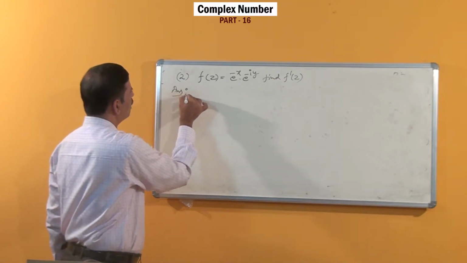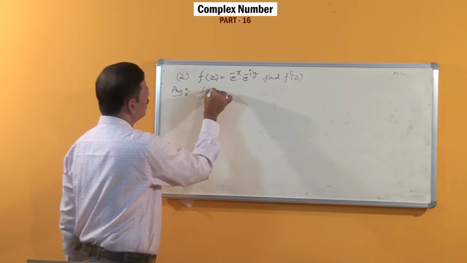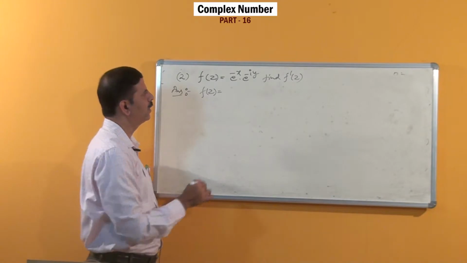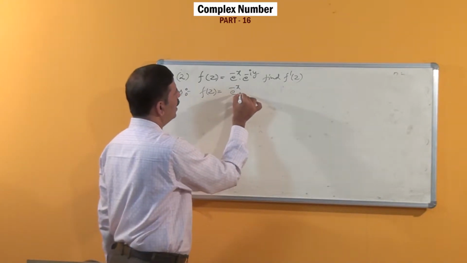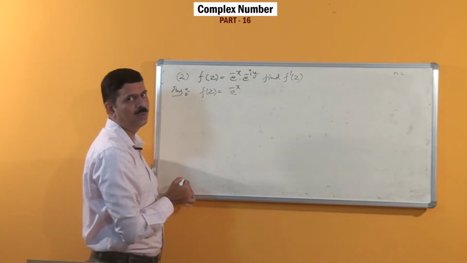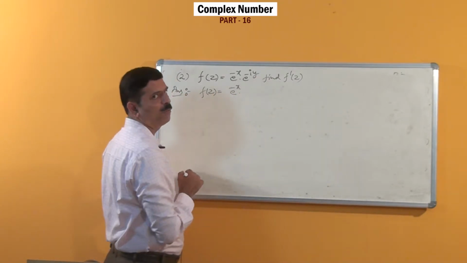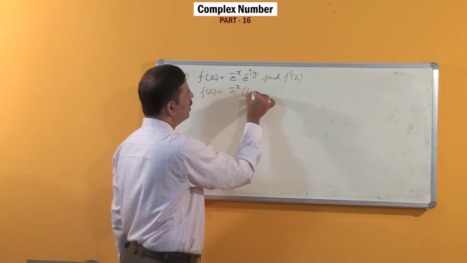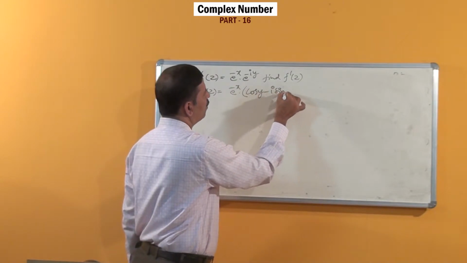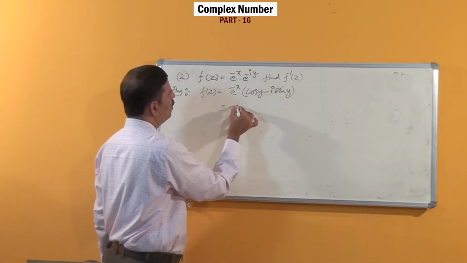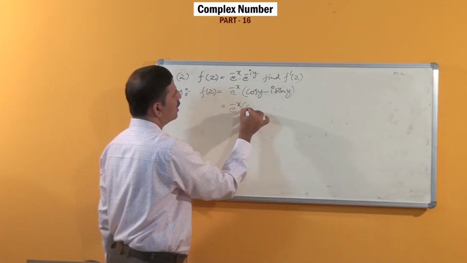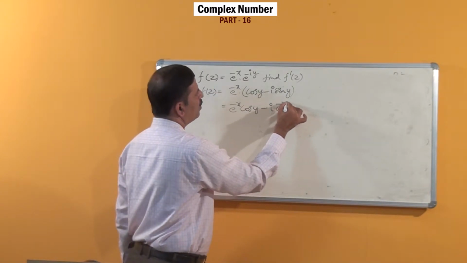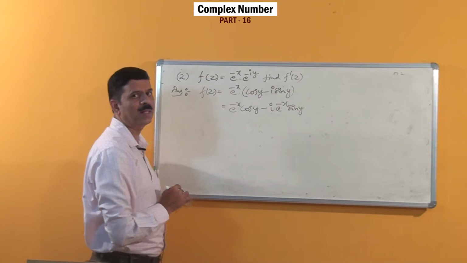Now corresponding to that, as I have told already in the first problem, you have to express it in u plus iv form. So e power minus x into e power minus iy is in the exponential form of a complex number, and you know how to write it in the Cartesian form: cos y minus i sin y. This is equal to e power minus x into cos y minus i into e power minus x into sin y.